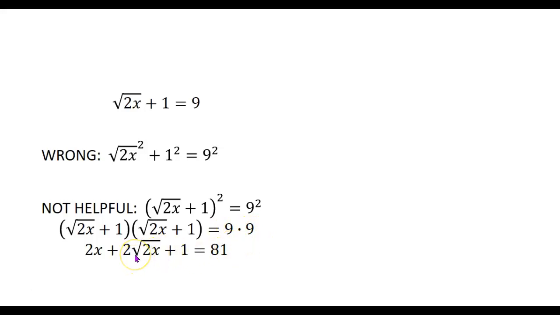But that's not helpful because we still have the square root of 2x. We still have a square root in our equation. And so this isn't really any better than what we started with. In fact, it's worse. We haven't made any progress towards figuring out what x is. So here's the right way to solve this.